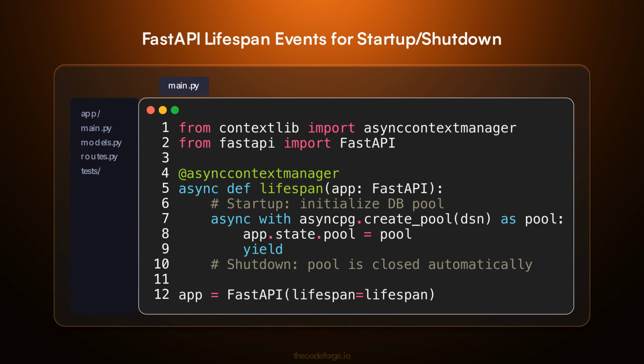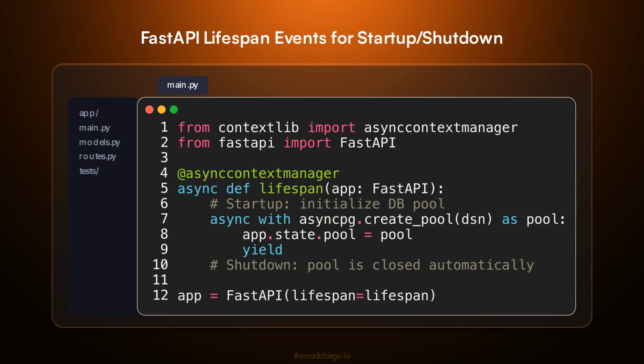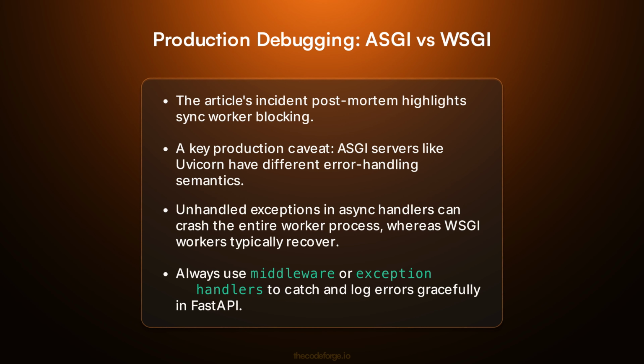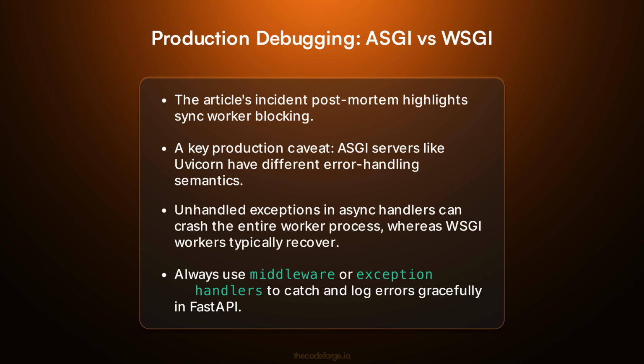The article discusses deployment, but omits FastAPI's lifespan context manager for managing resources like database connection pools. This is the modern replacement for app.on_event and ensures proper cleanup. The article's incident postmortem highlights sync worker blocking. A key production caveat: ASGI servers like Uvicorn have different error handling semantics. Unhandled exceptions in async handlers can crash the entire worker process, whereas WSGI workers typically recover. Always use middleware or exception handlers to catch and log errors gracefully in FastAPI.